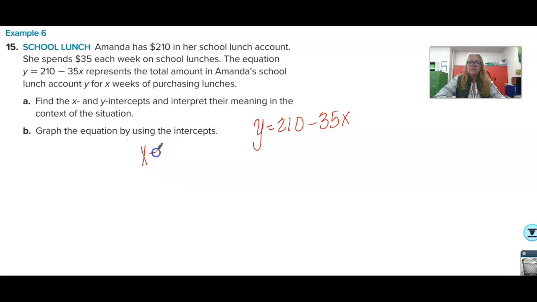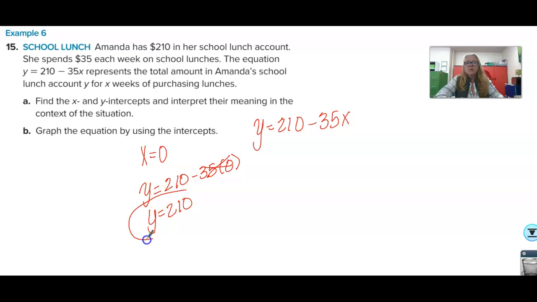Okay. When X is 0, we have Y equals 210 minus 35 times 0. Well, 35 times 0 is 0, so that gives us Y equals 210. So what is this in context? Well, that means that she started with $210, and when she bought 0 lunches, she had $210, okay?